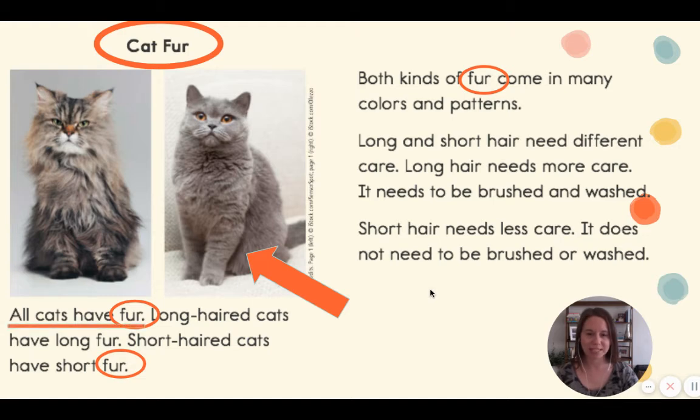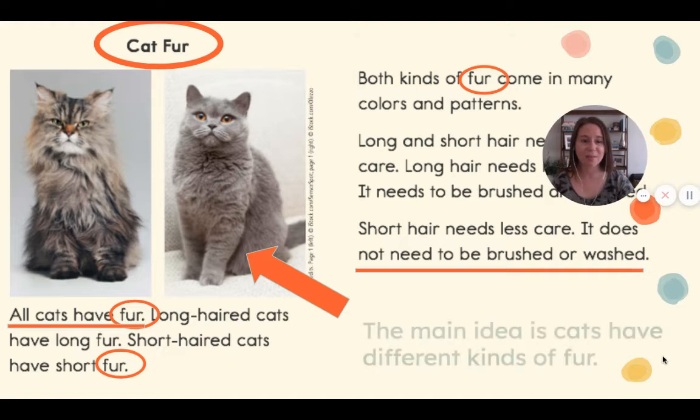Finally, I'll read the first sentence and the last sentence. The first sentence says, "All cats have fur." The last sentence says, "It does not need to be brushed or washed." I'm going to use all these clues to think about what the main idea of this text is.